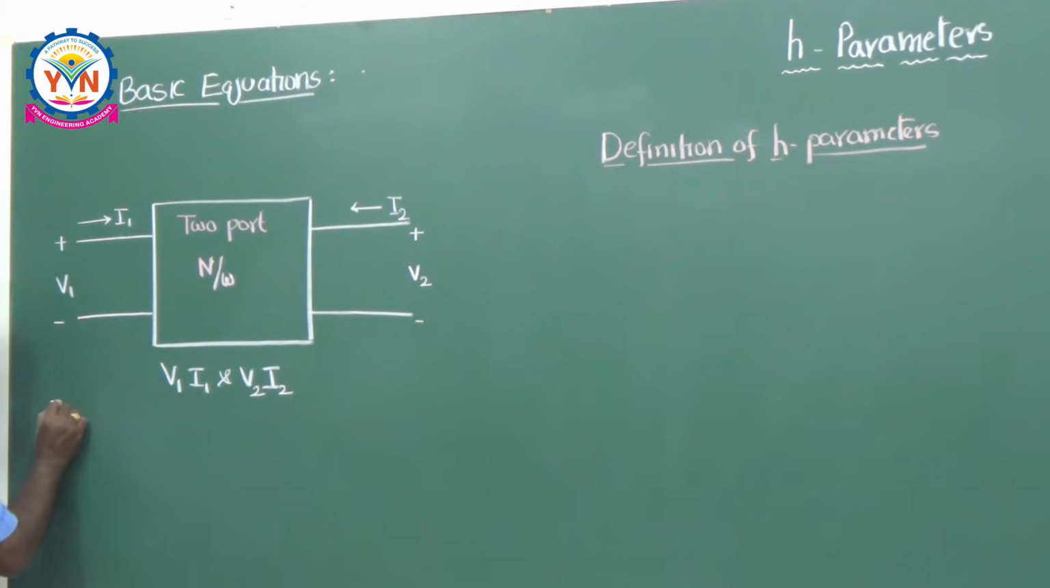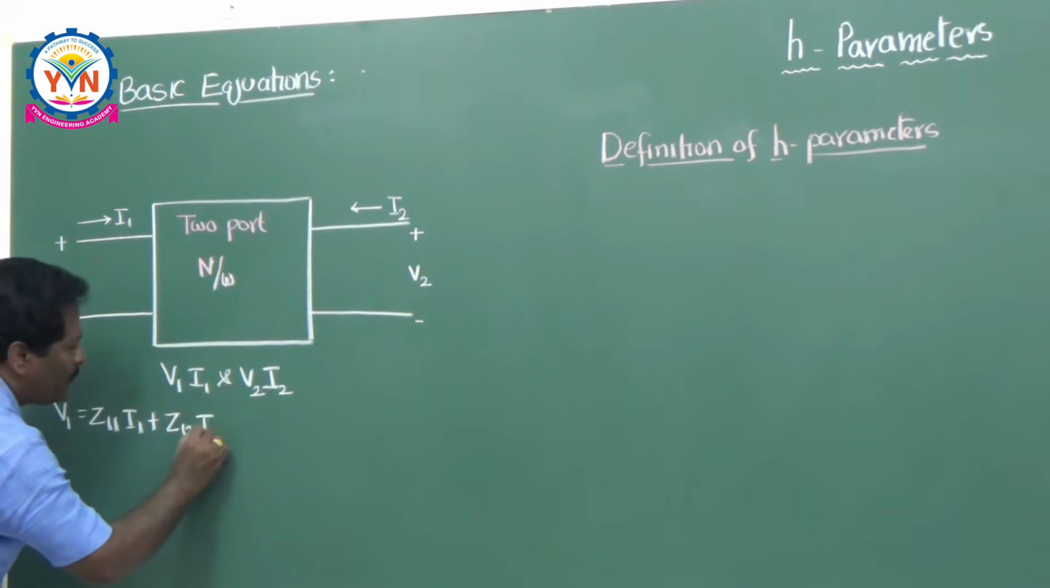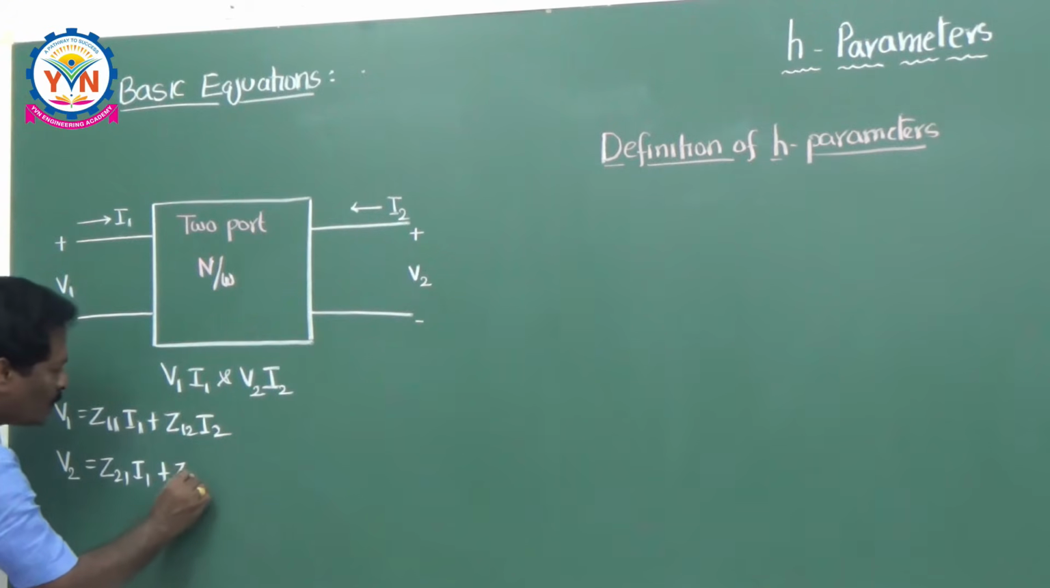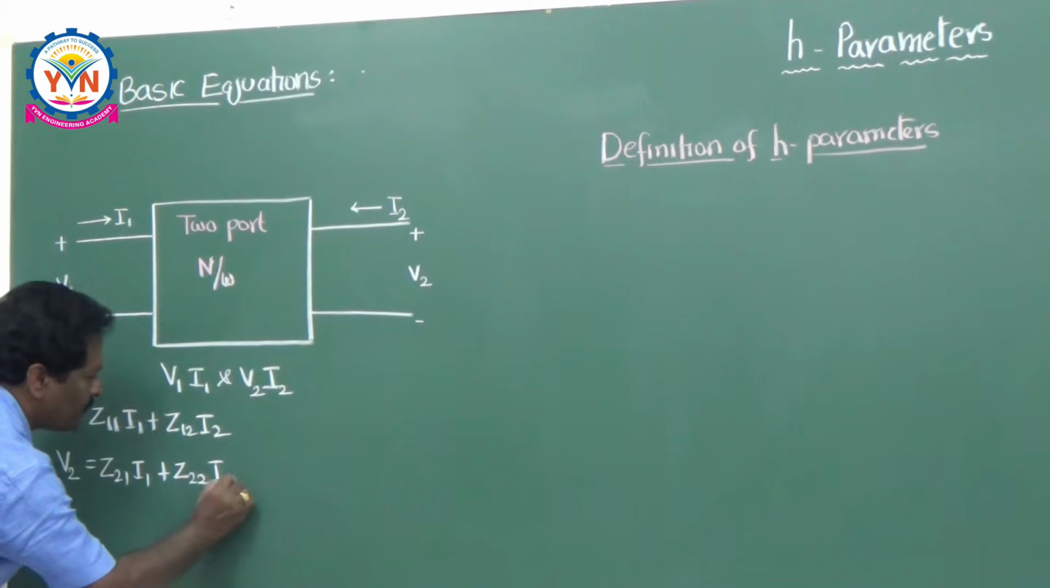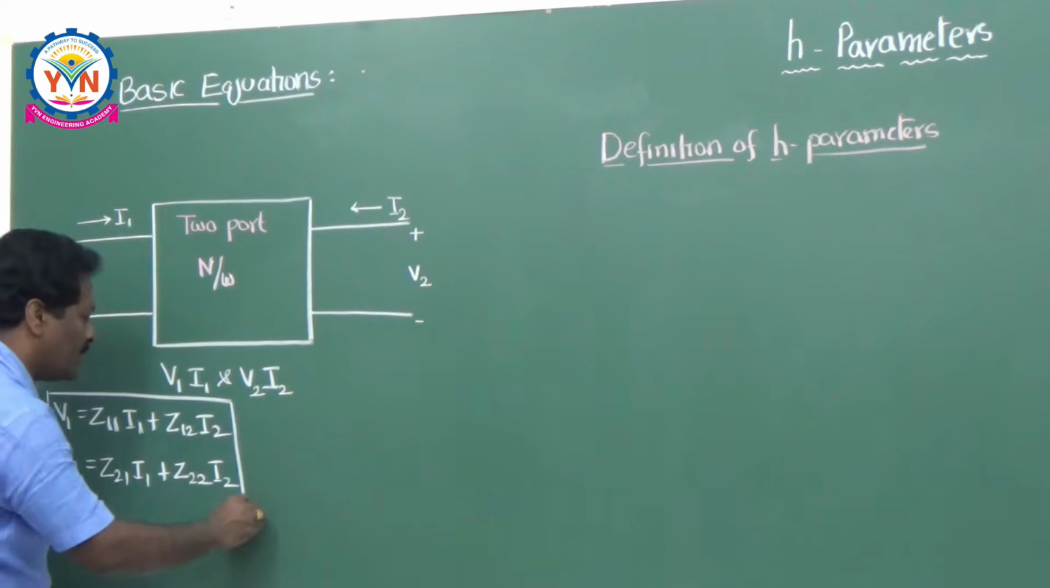Suppose if you write the Z parameters, V1 is equal to Z11 I1 plus Z12 I2. V2 is equal to Z21 I1 plus Z22 I2. Here V1 and V2 are dependent variables, I1 and I2 are independent variables. So this set is called as impedance parameters.